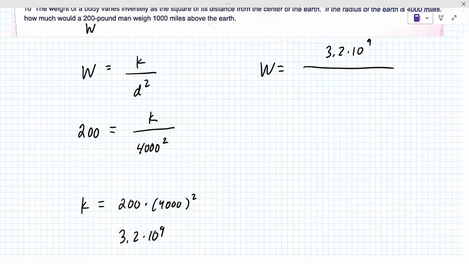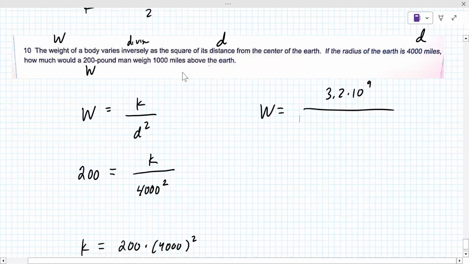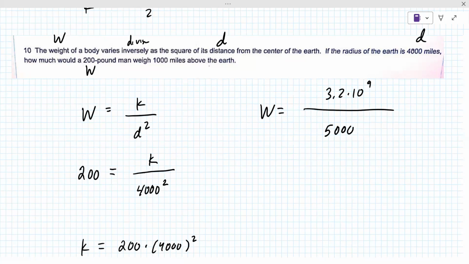Your distance now, when it says 1,000 miles above the Earth, is 1,000 plus the 4,000. So that's 5,000. And you'll want to recalculate that as well. Okay, back to Desmos I go.